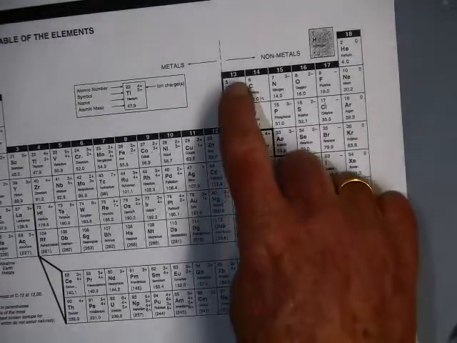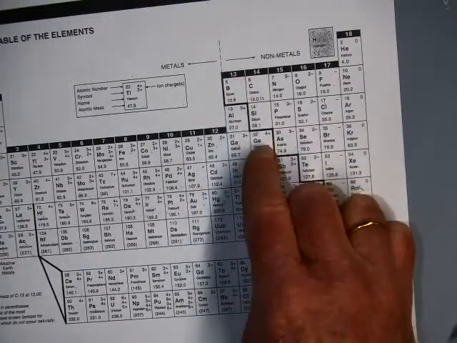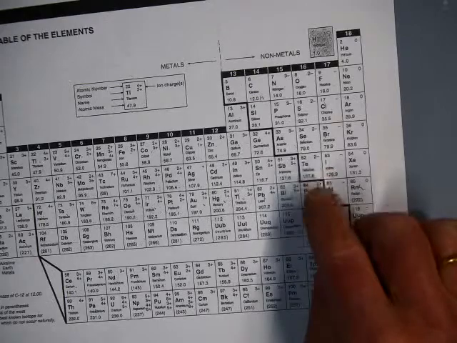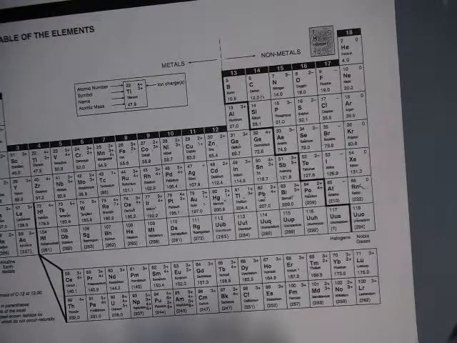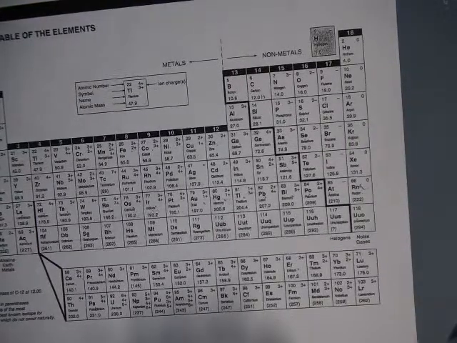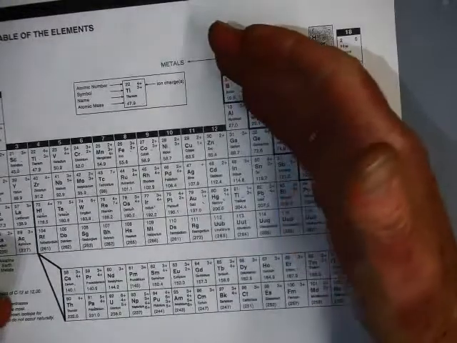But living both on top of the stair and underneath the stairs, these guys have a special name. These guys are called metalloids or semiconductors. Think of the word humanoid, which means something resembling a human. A metalloid is something resembling a metal. So I'm going to shade this side.